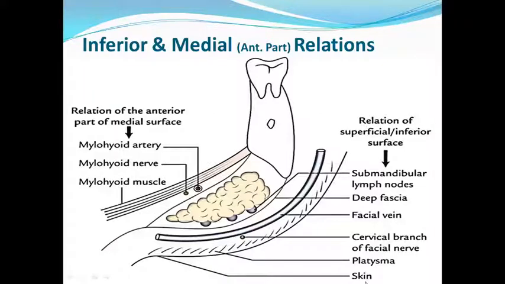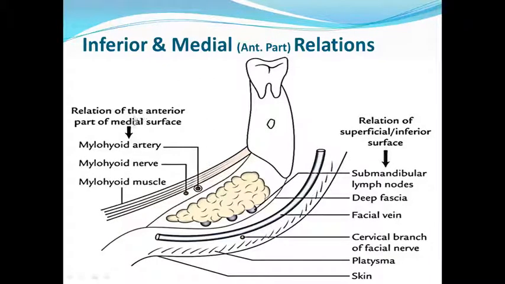So first of all, the relations of the inferior surface, going from outwards within, that is from outside to inside. The outermost layer is the skin, followed by the superficial fascia containing the platysma, then the cervical branch of the facial nerve, the facial vein, the deep fascia, and last but not least the submandibular lymph nodes. So these are the relations of the inferior or superficial surface of the submandibular gland.